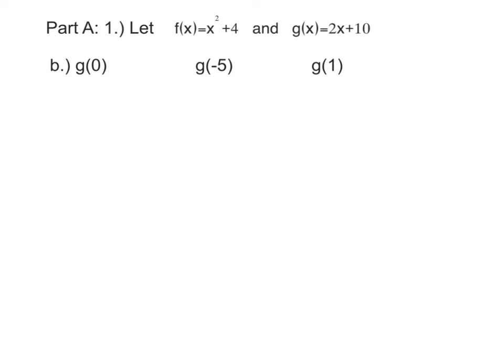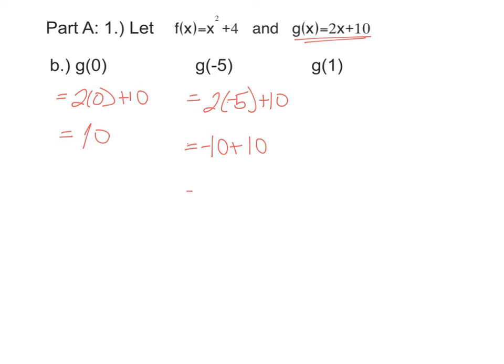In part B, we're doing the exact same thing, except we're plugging these values into g. So g of 0 is 2 times 0 plus 10, which would be 10. G of negative 5 is 2 times negative 5 plus 10, or negative 10 plus 10, which is 0. And g of 1 is 2 times 1 plus 10, or 2 plus 10, which is 12.